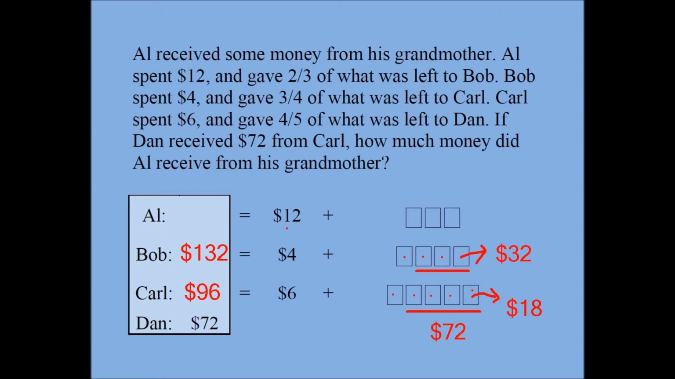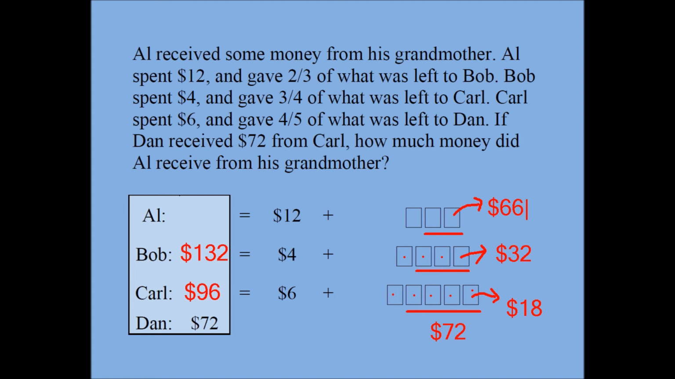Al spent $12 and whatever was left, he took 2/3 of that money and gave it to Bob. So that tells me this must be equivalent to 132. If two squares or two chunks is equivalent to 132, each piece must be 132 divided by 2, which is going to be 66, I believe. Let me double check. 66 times 2 is 132.